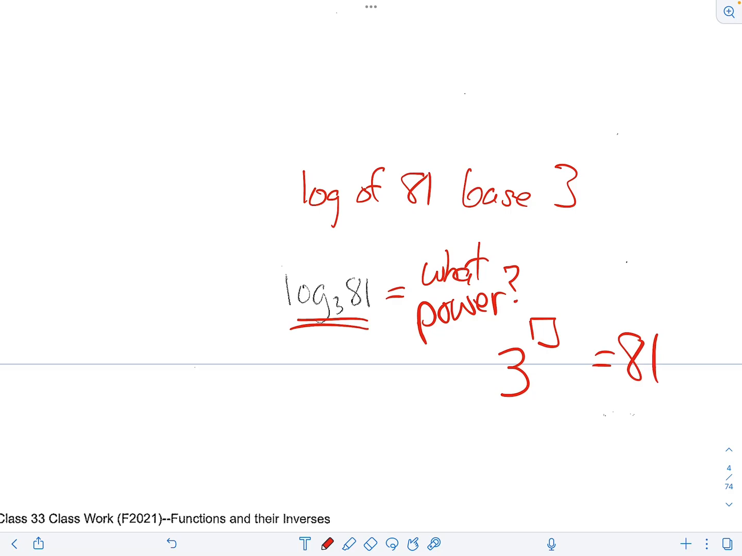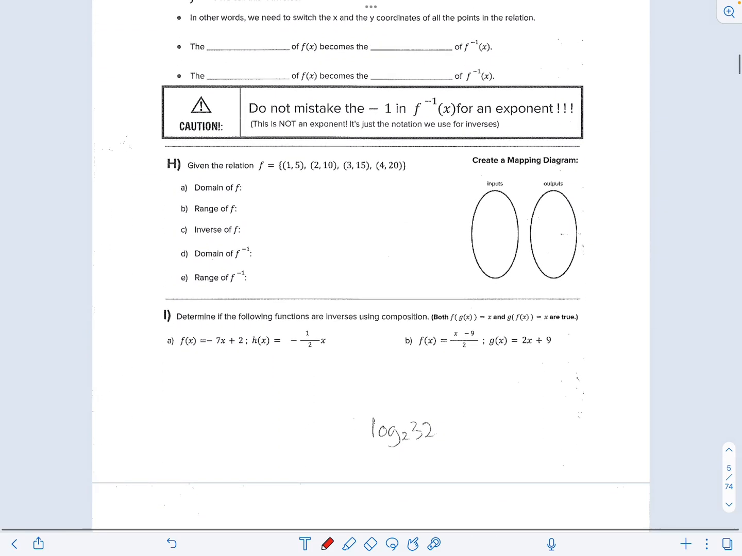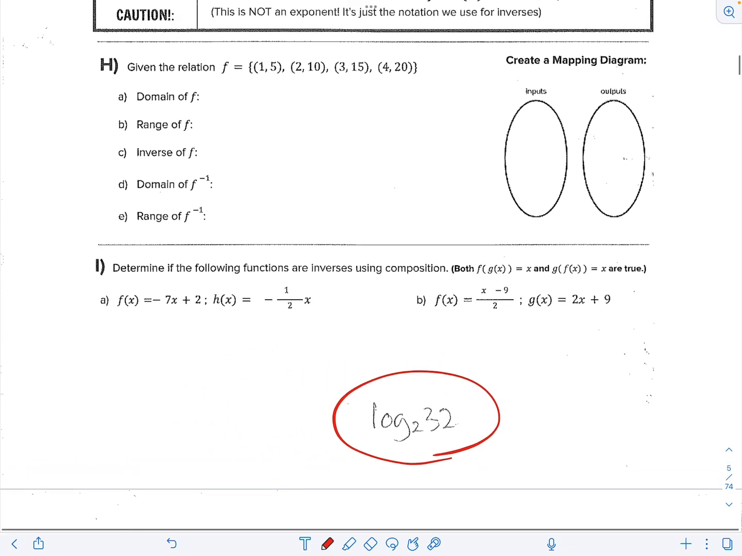You could guess and check, and there's a way to put it into your calculator, but how many times does 3 need to be raised to get 81? You could go 3 times 3 is 9, times another 3 is 27, times another 3 is 81. The answer to this problem is 4. Many of the problems we put in there should be almost mental math.